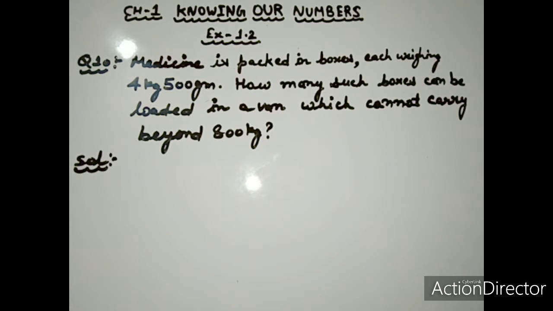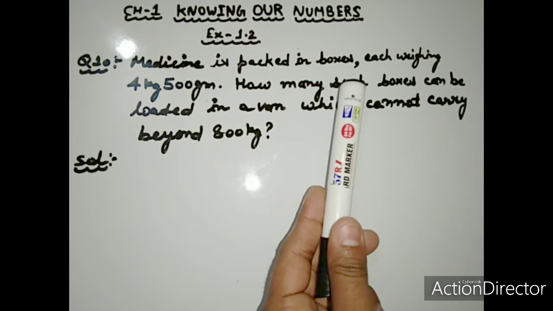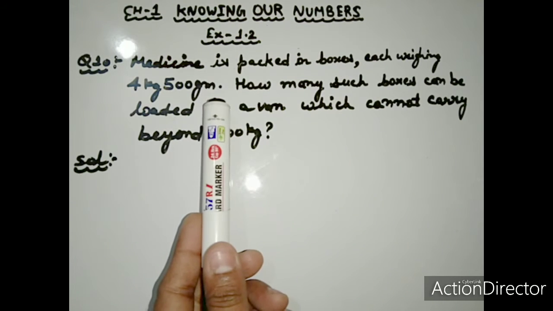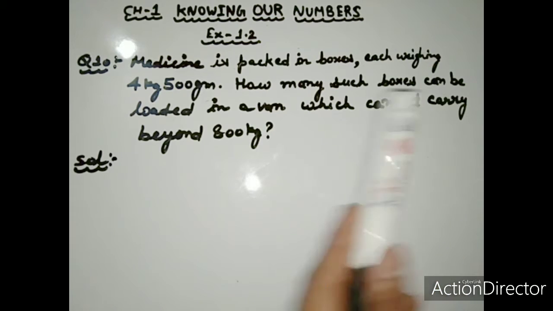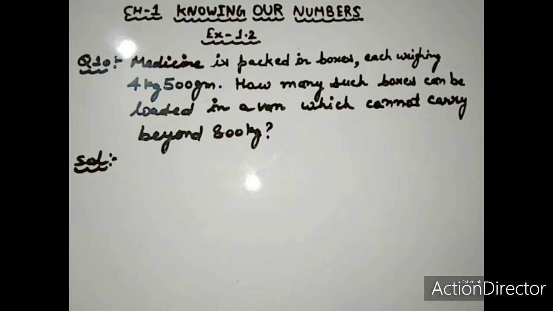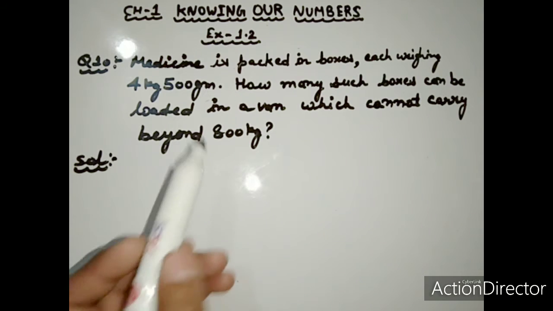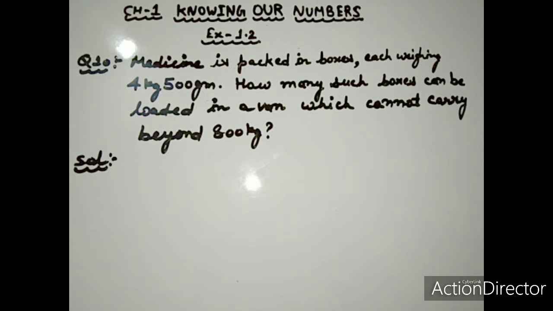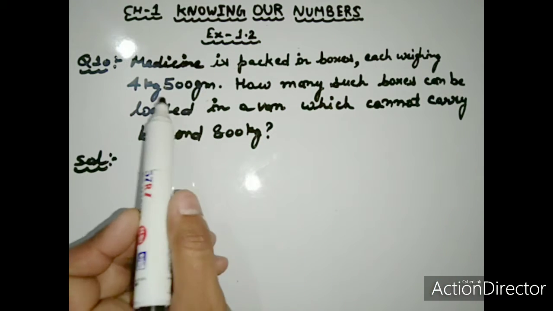Now students, you will also solve these questions in your fair notebook with me. Okay, so here we again read this question. Medicine is packed in boxes each weighing 4 kilogram 500 gram. How many such boxes can be loaded in a van which cannot carry beyond 800 kilogram? So now here we first find the weight of one box. So here we will convert this kilogram into gram, and then we find the whole weight in gram.